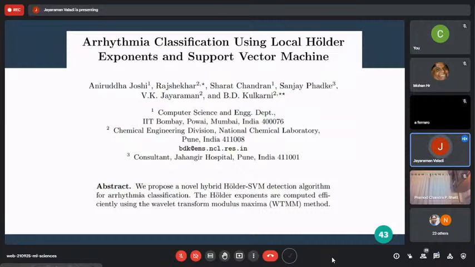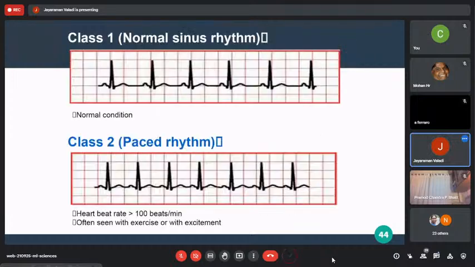Quite early, we classified arrhythmia using wavelet domain attributes. In this, we have 2 classes of ECG signals, and then we have a large number of examples belonging to 2 different classes of signals.